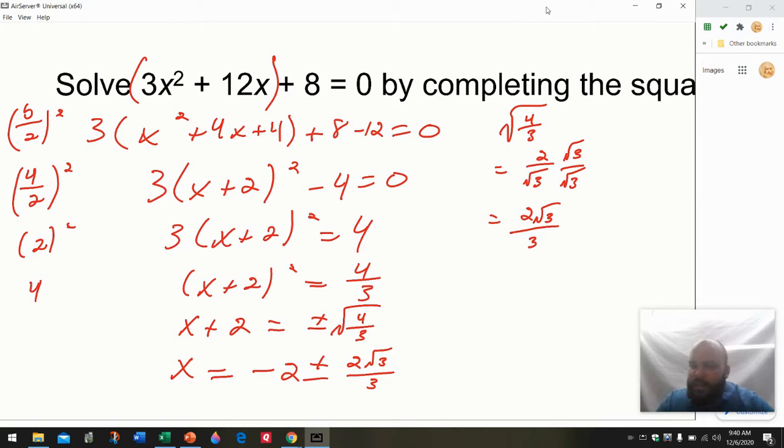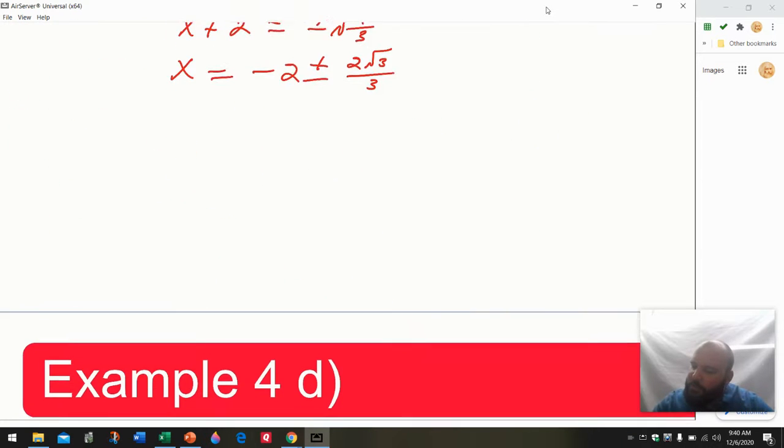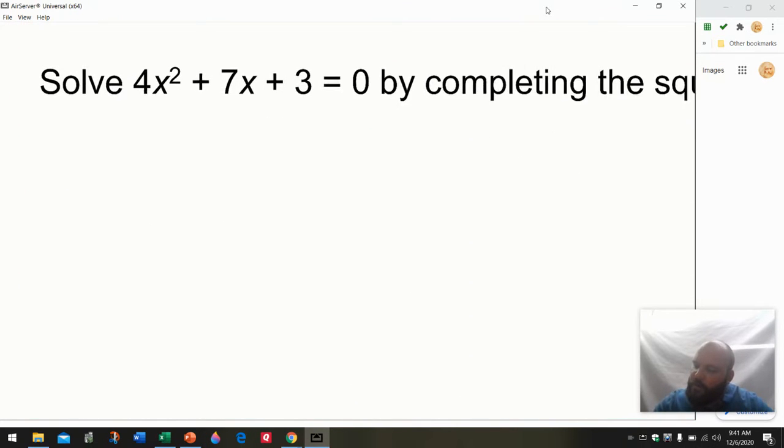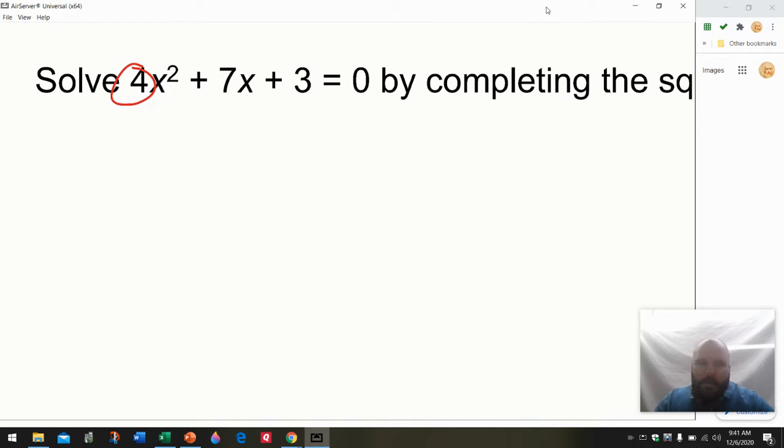And you can leave it like that. I don't want decimal approximations. Okay, now the last one I'm going to show you was what I talked about before in that last problem. See, there's a 4 right there, but if you look at the 7, the 4 will not come out of the 7 evenly. And so when that happens, it makes these problems a little bit trickier because you deal with a lot more fractions. So let me show you how to deal with that.